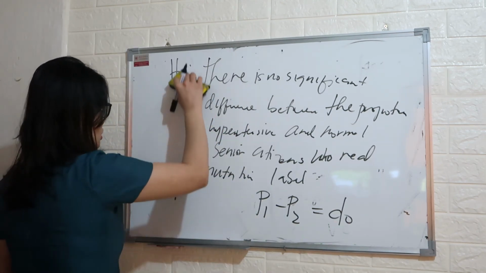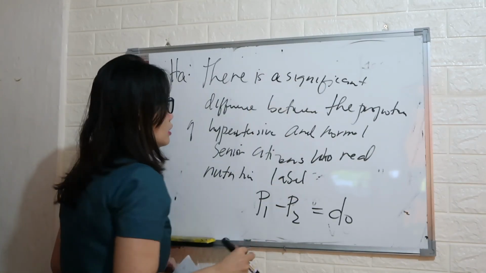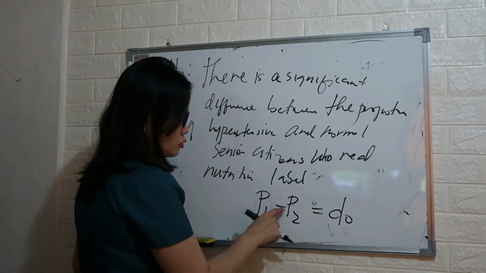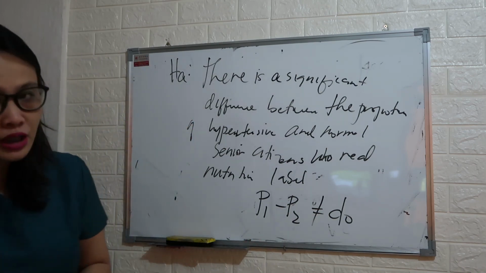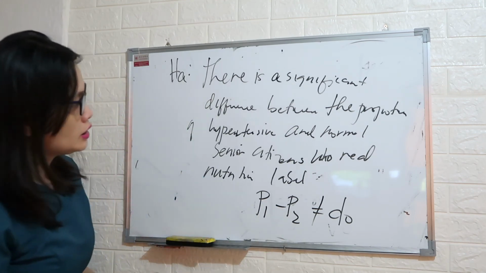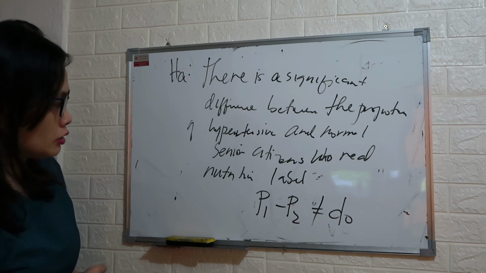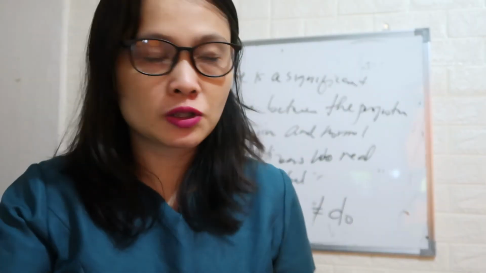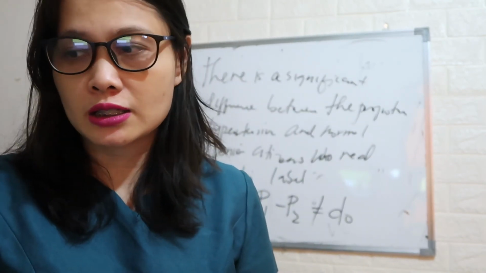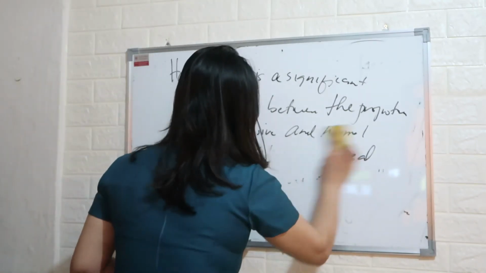Obviously your HA means there's a change: there is a significant difference between the proportion of hypertensive and normal senior citizens who read the nutrition label. So that will be p sub 1 minus p sub 2 is not equal to d sub o. Since our HA is p sub 1 minus p sub 2 not equal to d sub o, to identify the statistics, going back to the table, we will be using the two-tailed test.